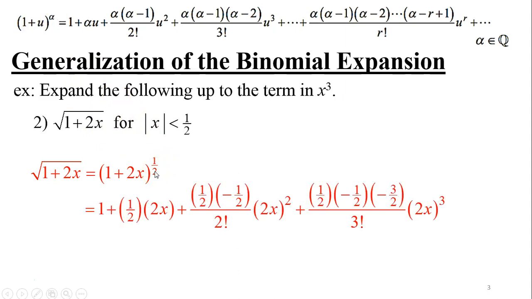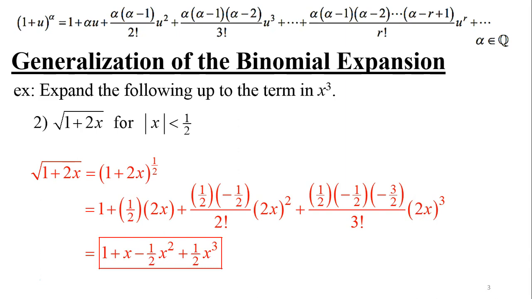So by doing the corresponding substitution, we have 1 plus alpha times u, then alpha minus 1, so half minus 1 is negative half, divided by 2 factorial times u squared. Then alpha minus 1, alpha minus 2, where half minus 2 is negative 3 over 2, and of course this product divided by 3 factorial times 2x to the 3.